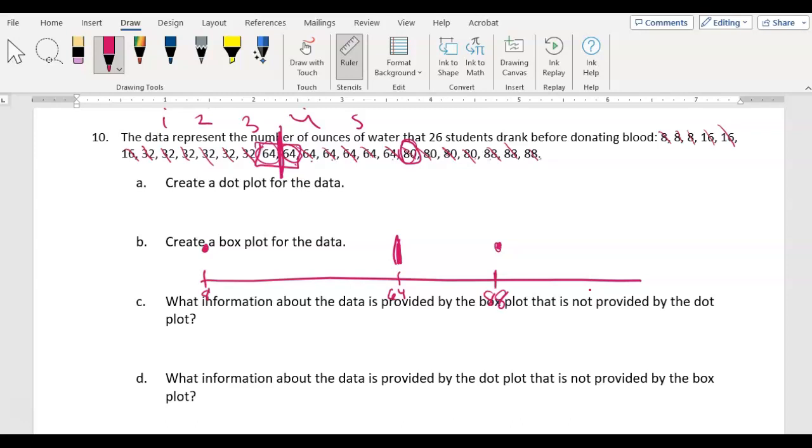Yep, so 80 is my next one. And that would be closer to 88 than to 64. So say 80 is about there. And so that's the end of my box there. And then on the other side, looking at 1, 2, 3, 4, 5, 6, 7, 32 is the middle. Okay, and 32 actually is going to be pretty much in between these two, more or less. And so we can mark.